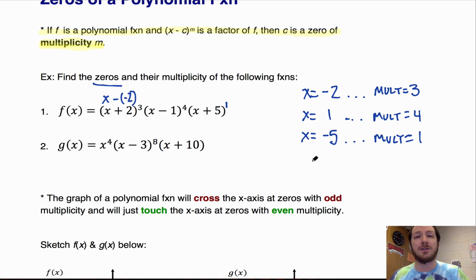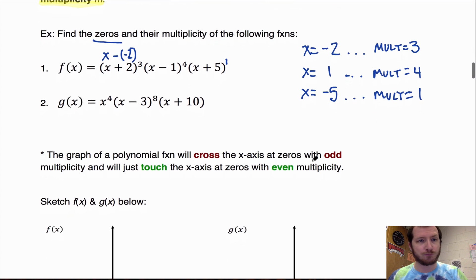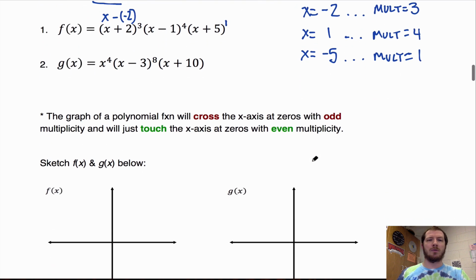So why do we care about the multiplicities? What's the benefit of finding that? Well, the graph of a polynomial function will cross the x-axis at zeros with odd multiplicity, and it will touch the x-axis at zeros with even multiplicity. So looking at whether a zero is odd or even can tell us something about the graph. It can tell us whether our graph's going to cross or touch at that particular zero.